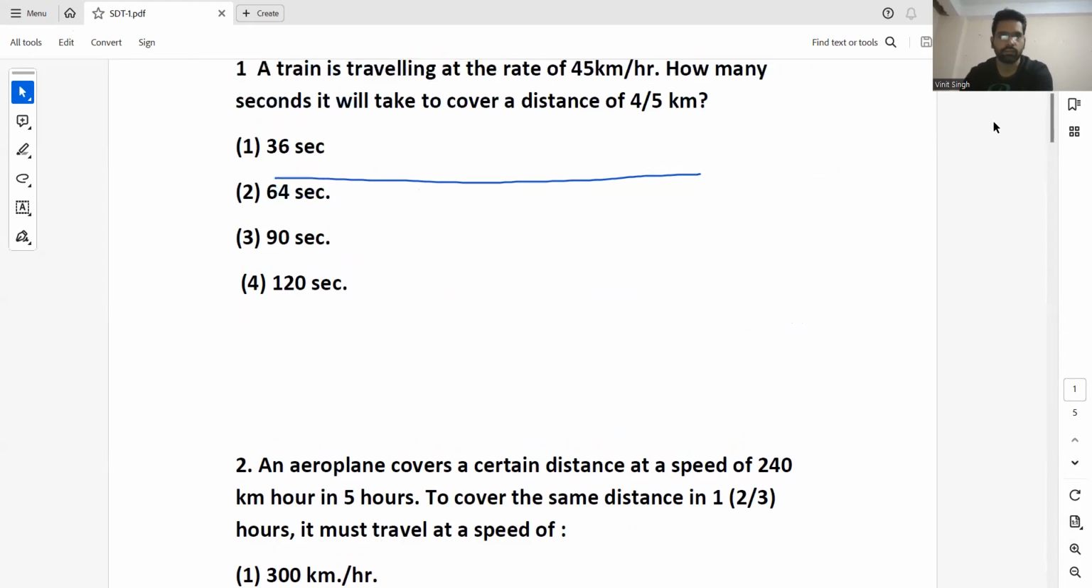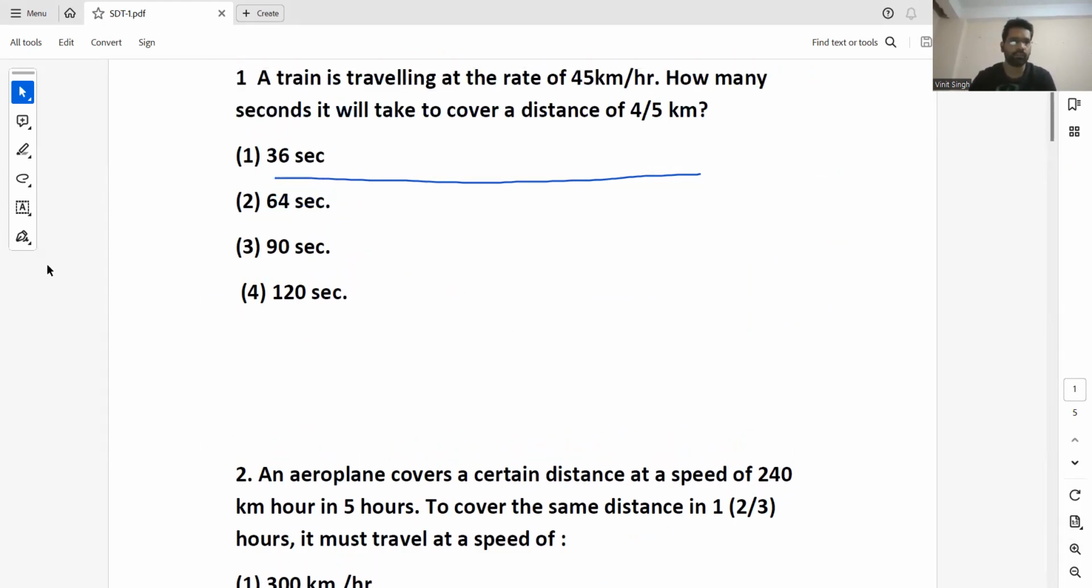Now question number 1 is, a train is traveling at a rate of 45 km per hour. How many seconds will it take to cover a distance of 4 by 5 km? Now we know that time is equal to distance upon speed. Here distance is given 4 by 5. Speed is given 45.